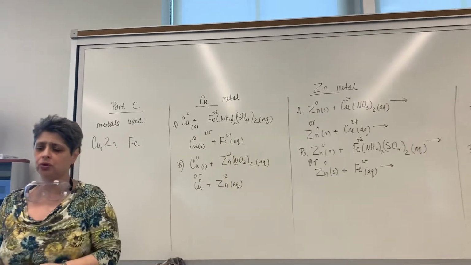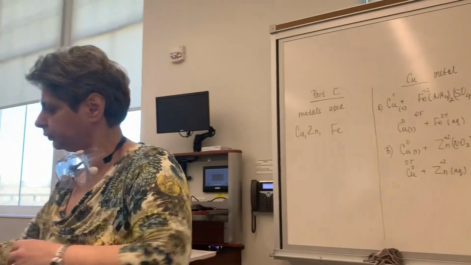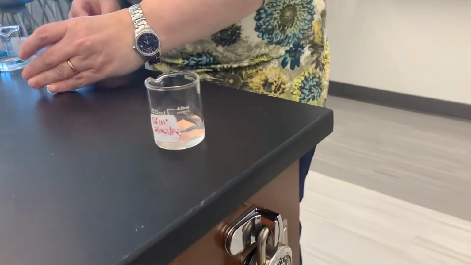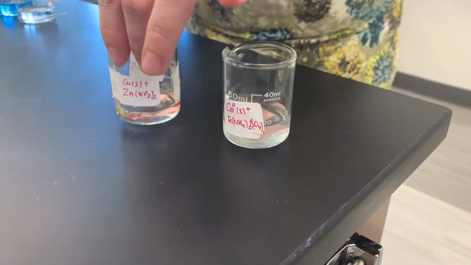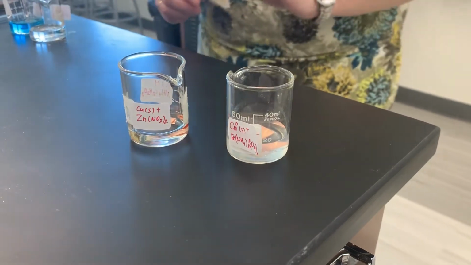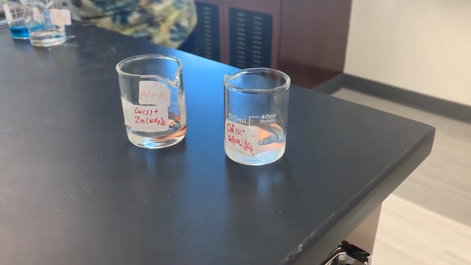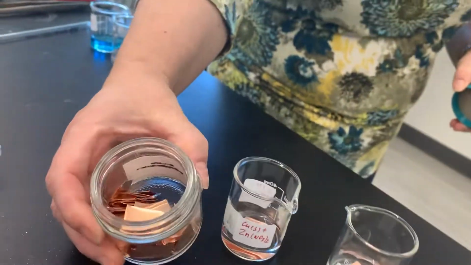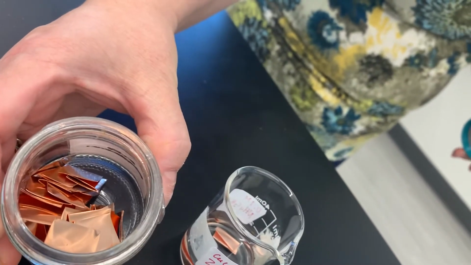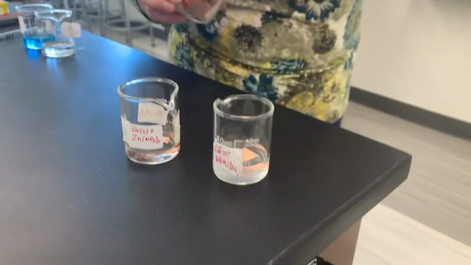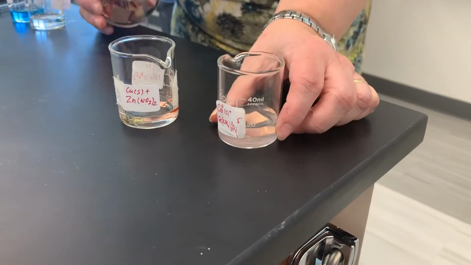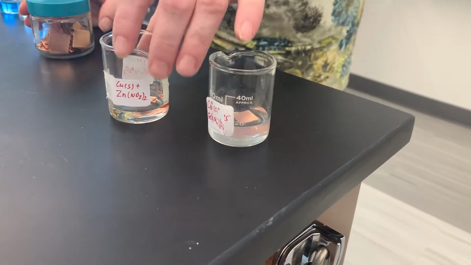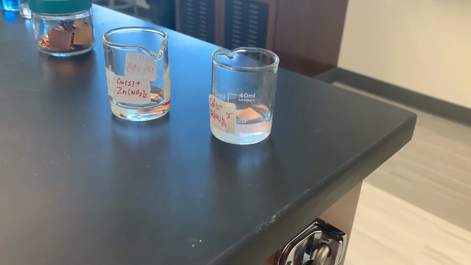So I'm going to show you 2 beakers here. This here is copper with ferrous ammonium sulfate. This here is copper with zinc nitrate. Originally, of course, copper strips look like this. And both solutions of these salts are clear and colorless. Well, not quite clear, I shouldn't say that. Ferrous ammonium sulfate is a little cloudy as a solution, but it's colorless. And zinc nitrate is clear and colorless as well.